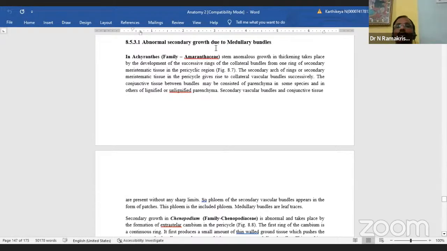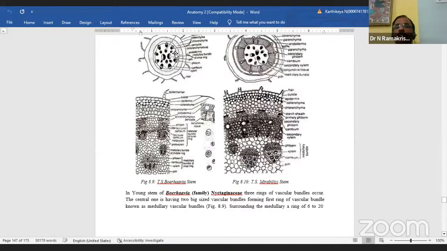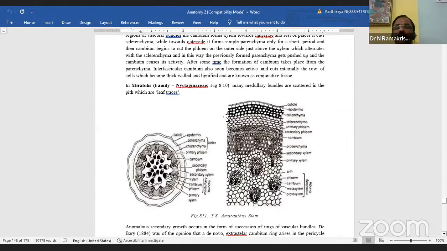Next you see here, abnormal secondary growth due to medullary bundles. Now you see this one. You are observing what type of variation, from one activity to a second activity. What is the anomalous secondary development? It means different types of activities are there, in the vascular bundles, and that is the basis for the secondary development here.